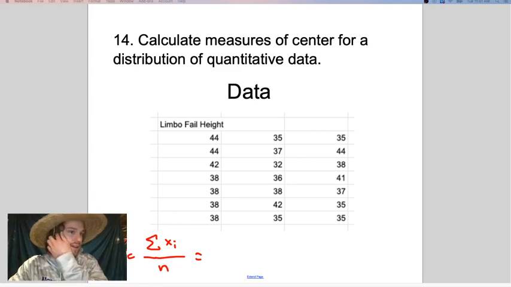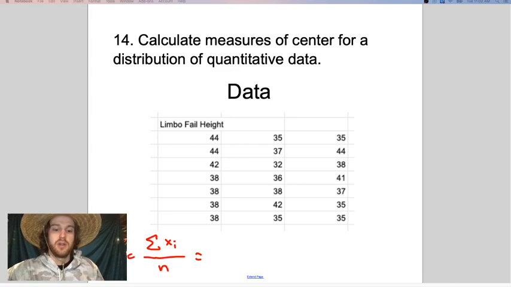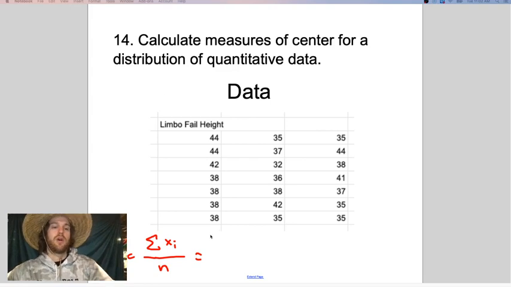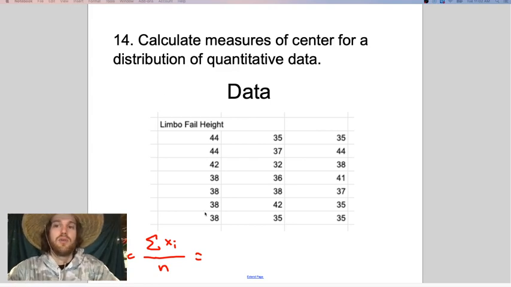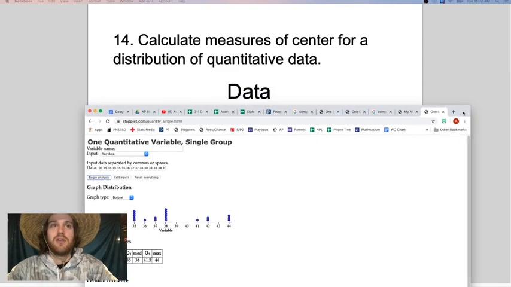Okay, here's the data. Limbo fail height. Let's take a look at our mean. Oh, our graph looks so good. Okay, our mean here is, if you add these all up and divide, remember, I wouldn't be doing this by hand if I were you on the exam. I would actually really recommend that you're allowed to use devices, and you're allowed to use notes.